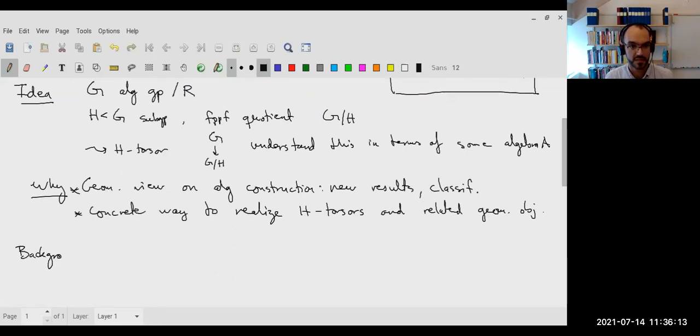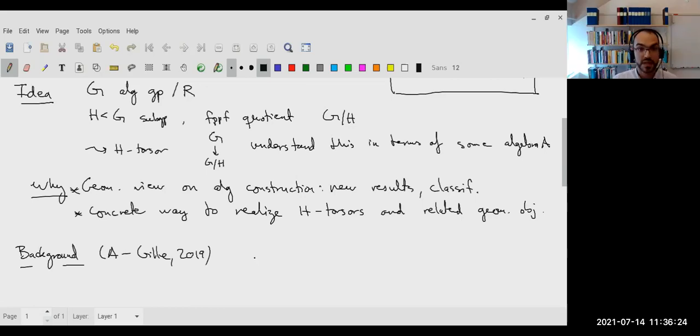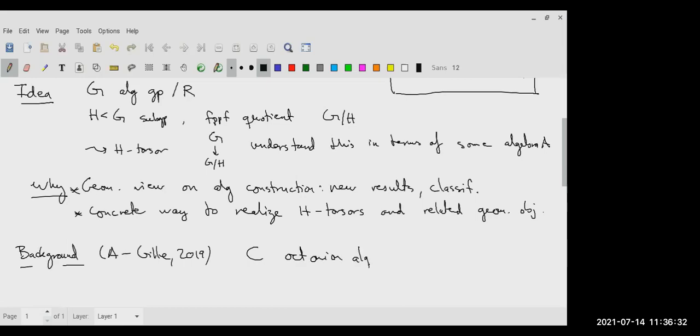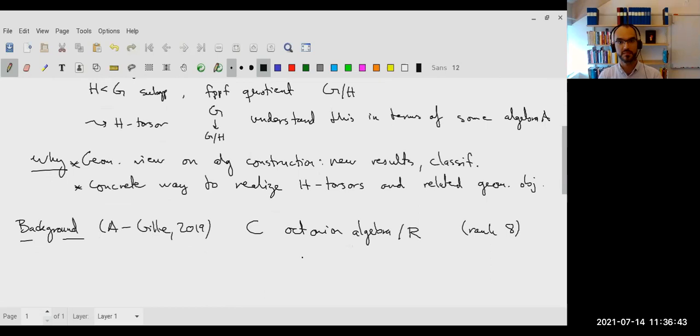So let me start with the background part to give some encouragement. So for the background part, this was the joint work with Philippe Gilles. There we looked at an Octonion algebra, C. Over fields, this has dimension 8, a rank 8 algebra with a multiplicative quadratic form. So such an algebra has a quadratic form, say Q_C.